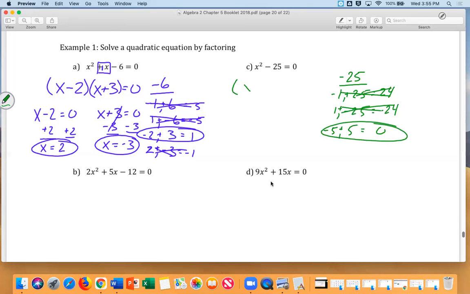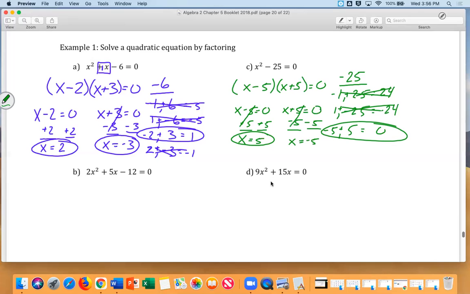Bingo. x minus 5 times x plus 5 equals 0. Now, we have x minus 5 equals 0 and x plus 5 equals 0. So we add 5 to both sides. On the left equation, we get x equals 5. And then on the right, we subtract 5 from both sides. That gives me x equals negative 5. So there are my two answers. All right.